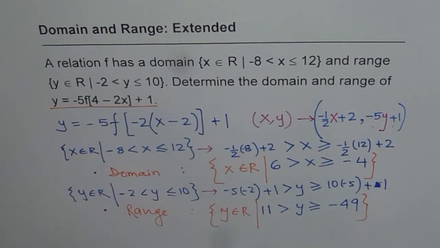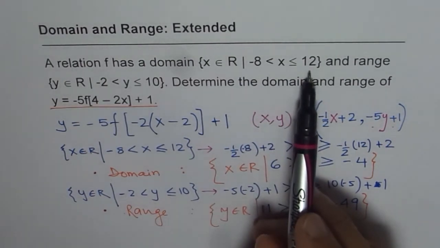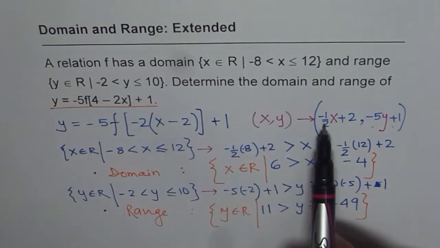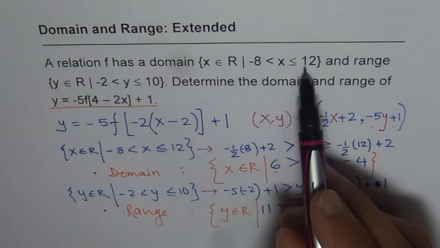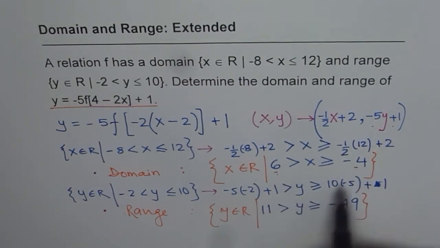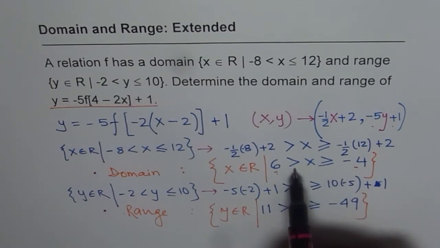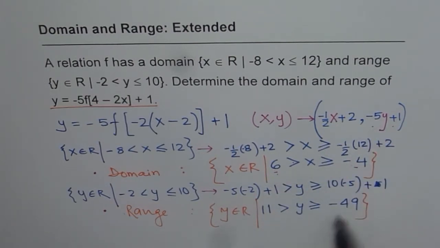I hope you appreciate how we've done it. The important part here is to understand the transformation and transform these points. -8 gets multiplied by -half. Half of -8 is 4, and 4 plus 2 is 6. Then half of 12 is 6 with a minus sign. -6 plus 2 is -4. So that becomes the domain. Interesting thing is, when you multiply by a negative number, inequality signs also change. It makes sense: x is greater than or equal to -4 but less than 6. We did the same calculation for the range and got our answer: y is greater than or equal to -49 and less than 11. I hope you learn a lot from here. Thank you and all the best.